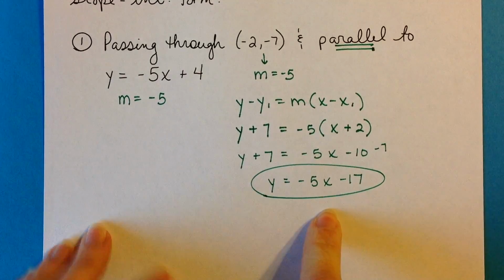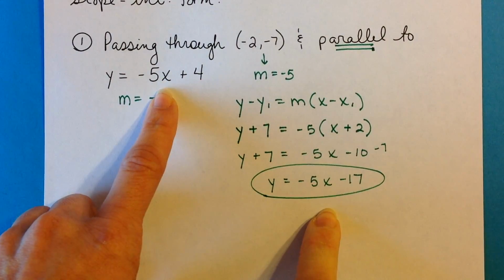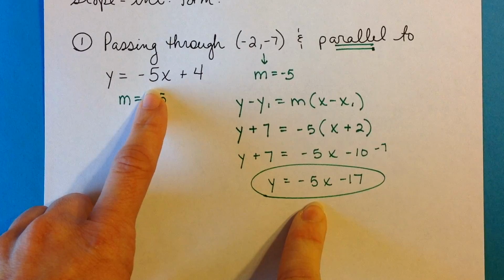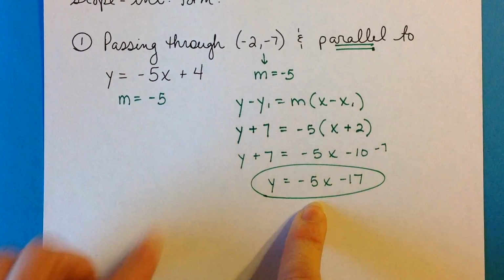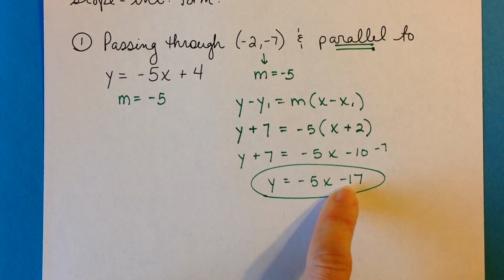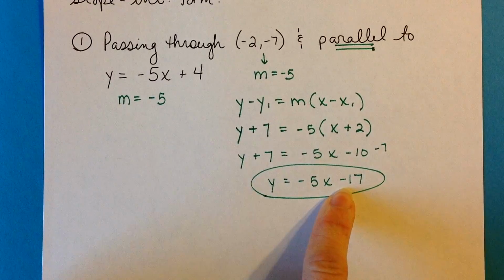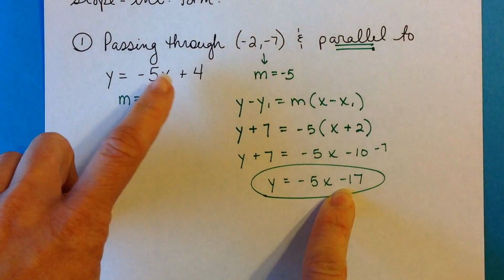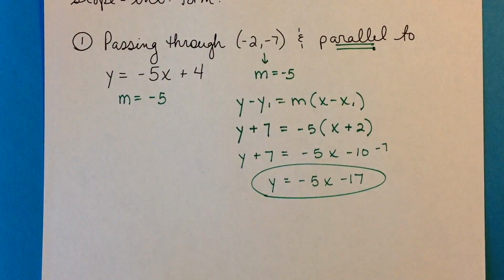So this line and this line would be parallel to each other. You could graph both of those in your calculator just to verify. Of course, you'd have to change your window a little bit to be able to see this one. So make sure you adjust your window if needed, but they would appear to be parallel to each other.